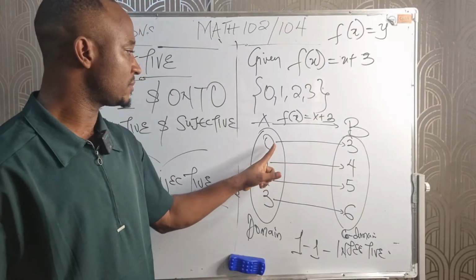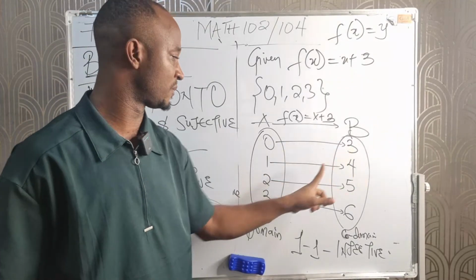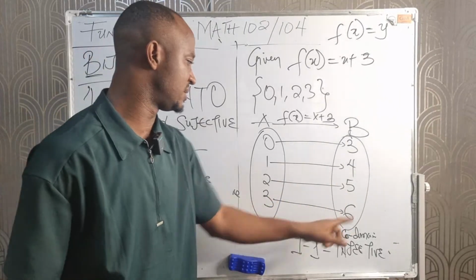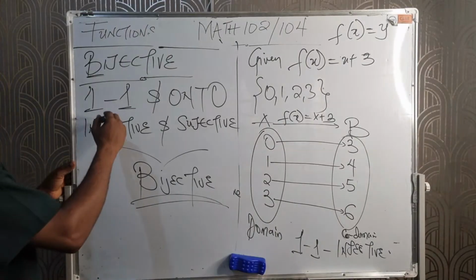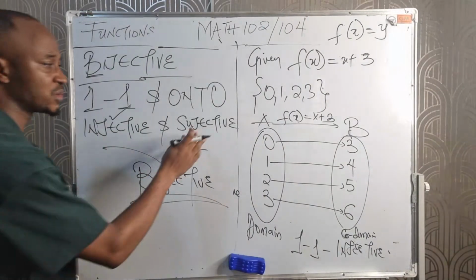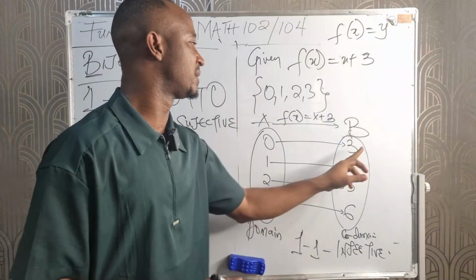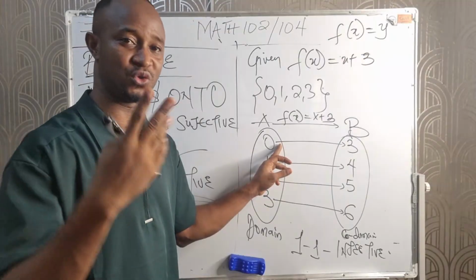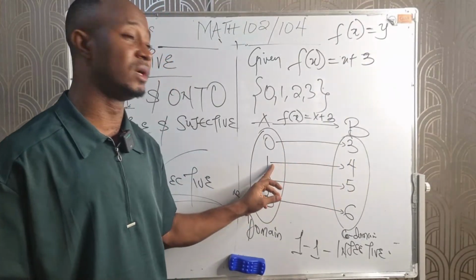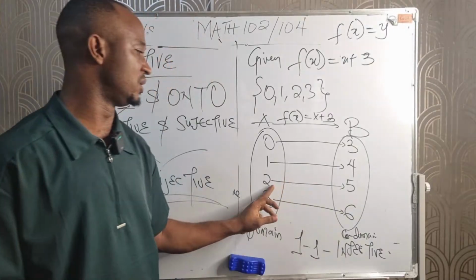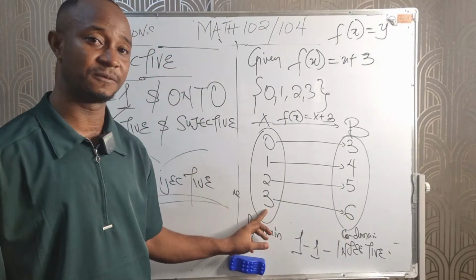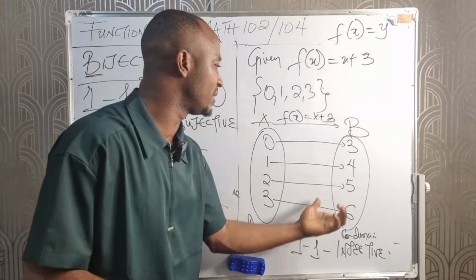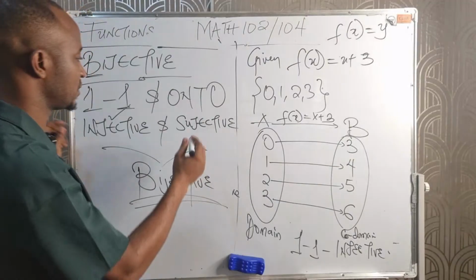Look at this now. 0 is assigned to only 3. 1 is assigned to only 4. 2, only 5. 3, only 6. This is called what? Injective. This is also called surjective because 3 is assigned to at least 1. At least 1 means either 1 or 2. 4 is assigned to what? Only 1. 5, only 2. 6, only 3. At least 1 means either 1 or 2 or 3 or 4. So we call this type of mapping function surjective.